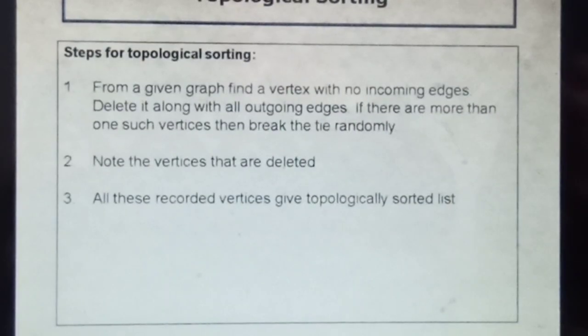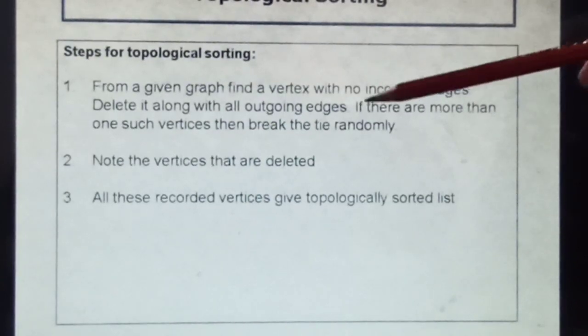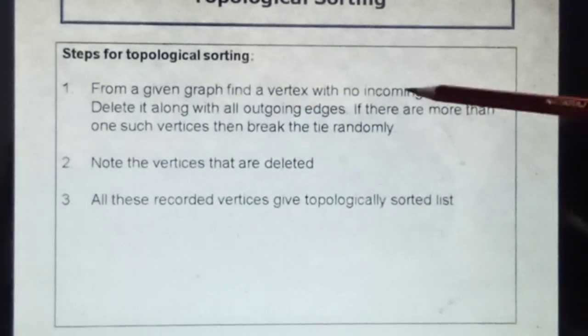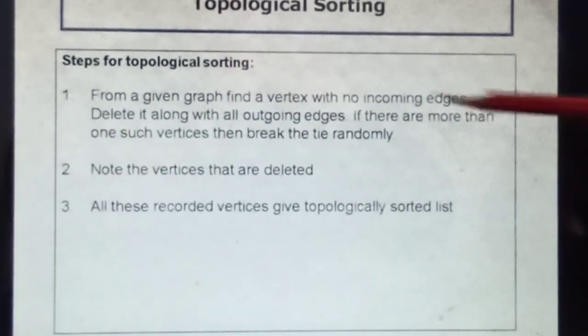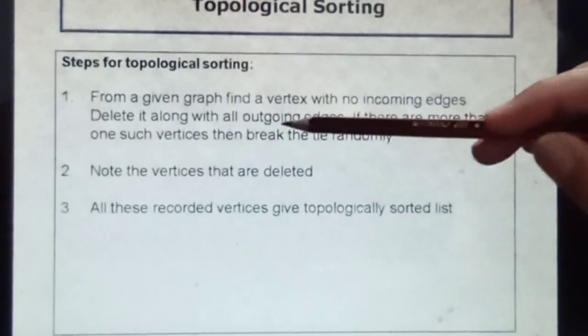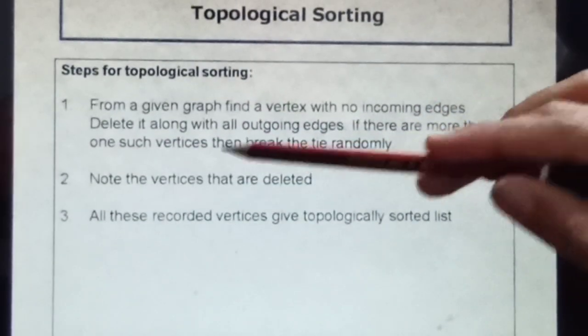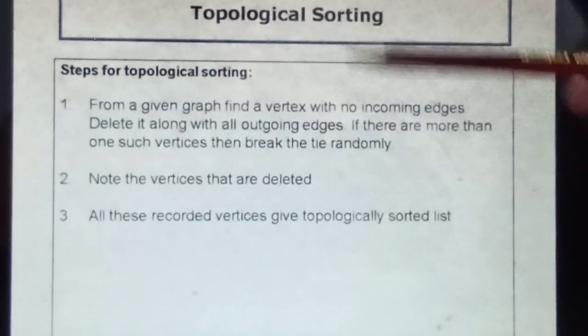So this is the algorithm related with topological sorting. The first step is, from a given graph, find a vertex with no incoming edges and delete it along with all the outgoing edges. If there is more than one such vertex, then break the tie randomly.